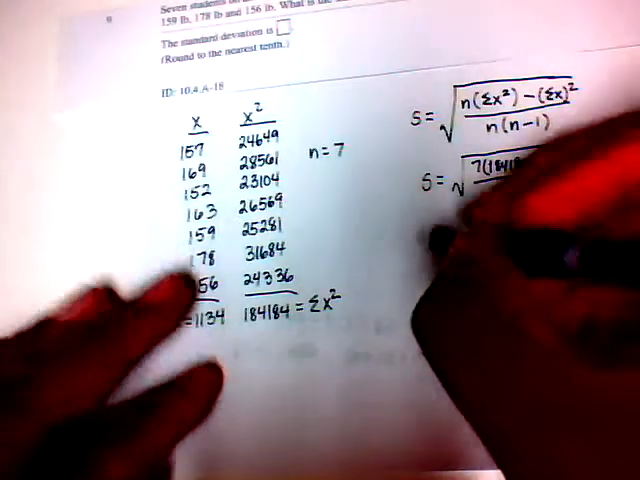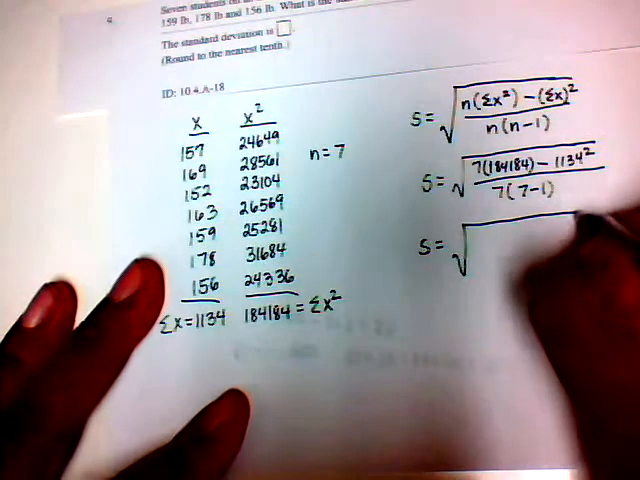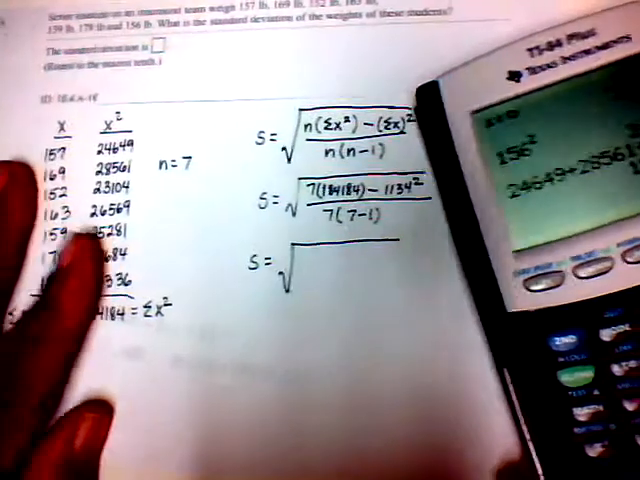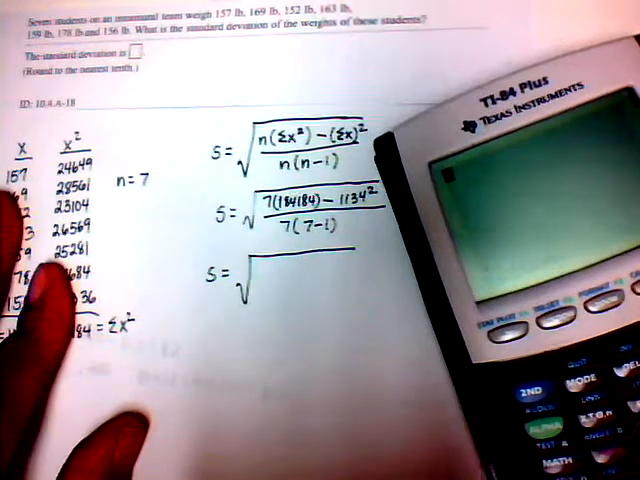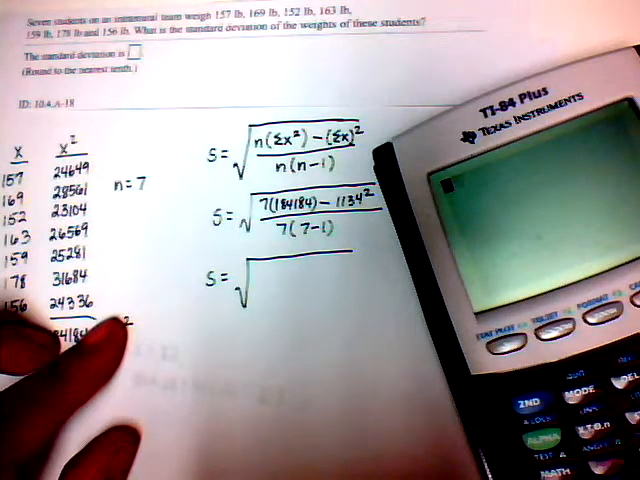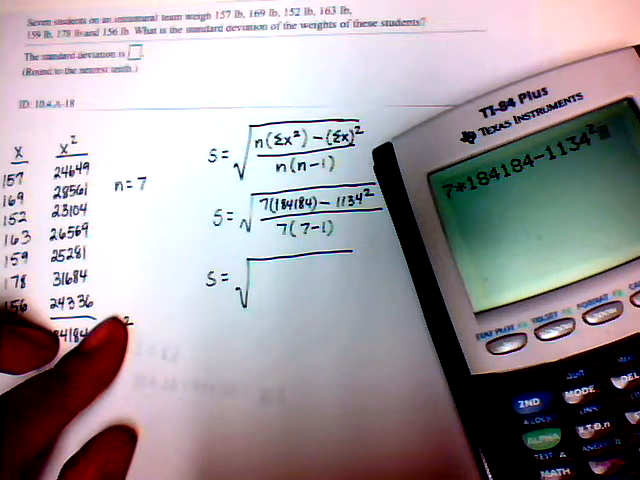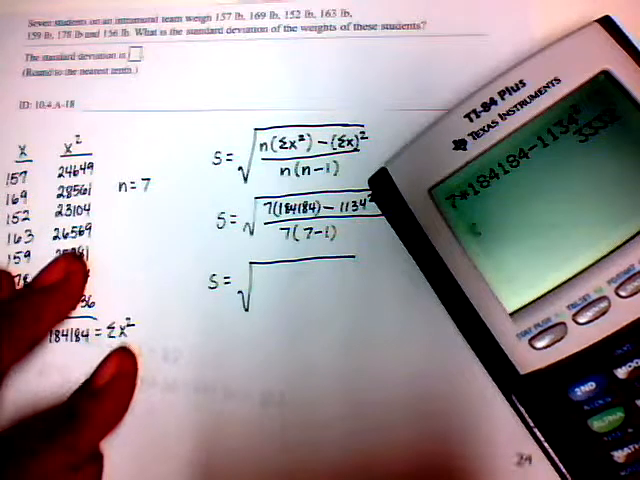Now I'm going to use my calculator to calculate the numerator and the denominator individually, and then whatever that is, I'm going to take the square root. Here's how I'm going to enter this. The numerator is 7 times 184,184 minus 1134, and that's squared, so you hit the x squared button for the square. Hit enter. That numerator is 3,332.